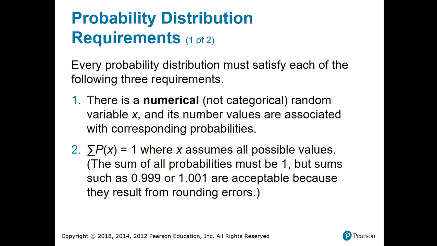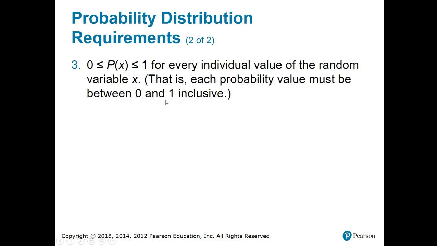Every probability distribution must satisfy these three following requirements. 1, it is numerical, so heads and tails wouldn't work, but you could say 0 for one of them and 1 for the other. The sum of the probabilities must equal 1, or close to 1 if you have rounding errors. And the probability of each item must be between 0 and 1. That makes sense.